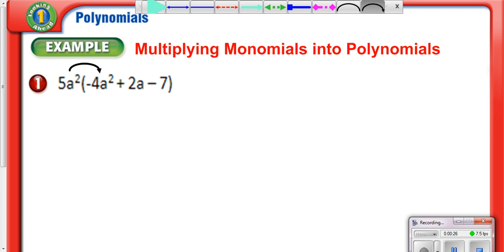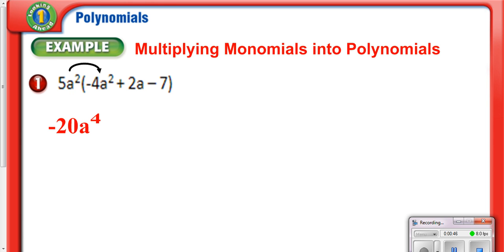So my first step in this problem, I would distribute 5a squared into negative 4a squared. When I multiply that out, multiply your numerical values and then multiply your a's. Now the a's have the same base, so I would add my exponents. A to the second times a to the second would give you a to the fourth. So I would get negative 20a to the fourth.